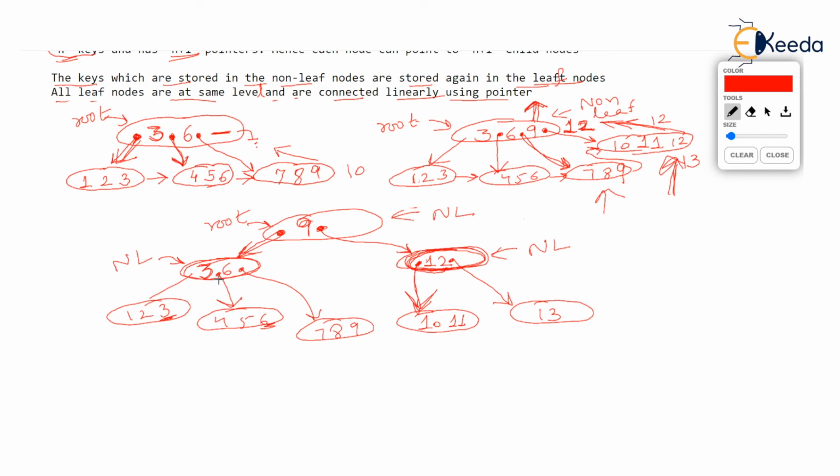Where will you store 12? 12 should be stored to the left of 12, isn't it? So the node which is storing 10, 11 is now going to store 12. Great. And all leaf nodes are connected using additional pointer. So that is the B plus tree that you will get. We are not inserting 14 and 15. It is understood. 14 and 15 will go in the node which stores 13.